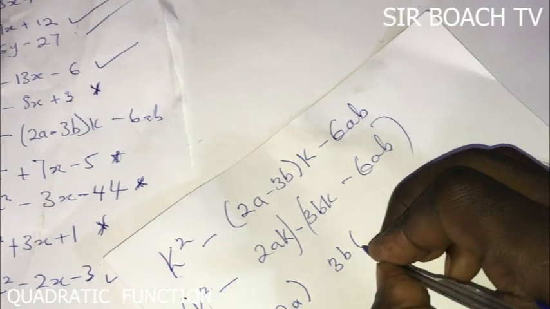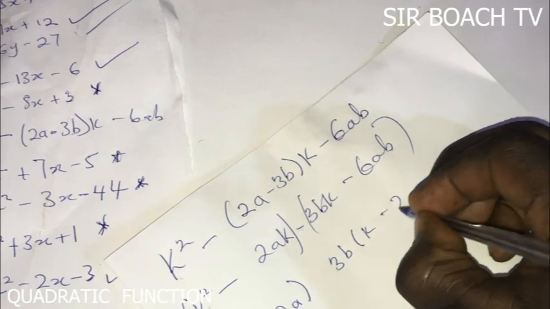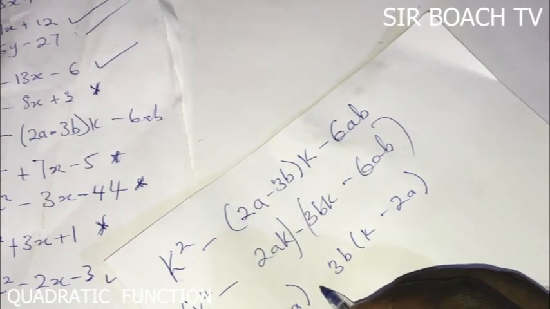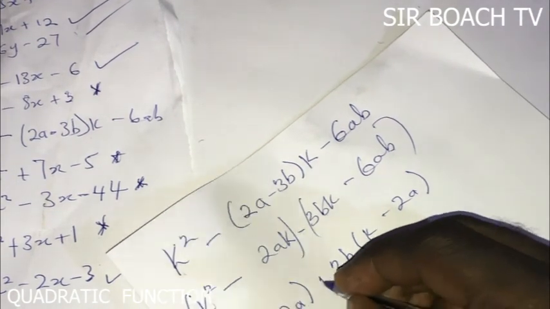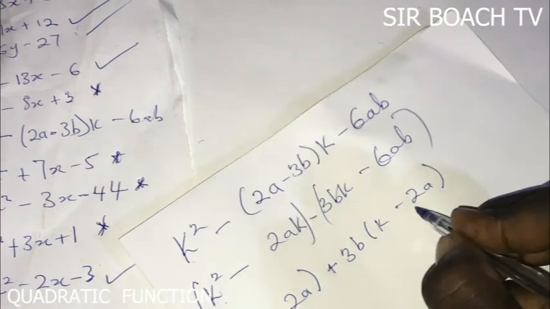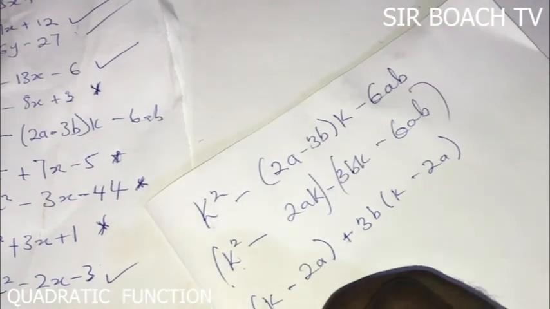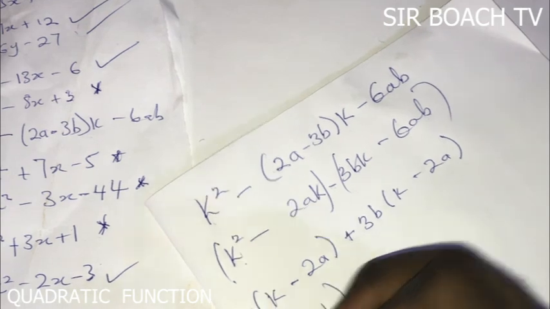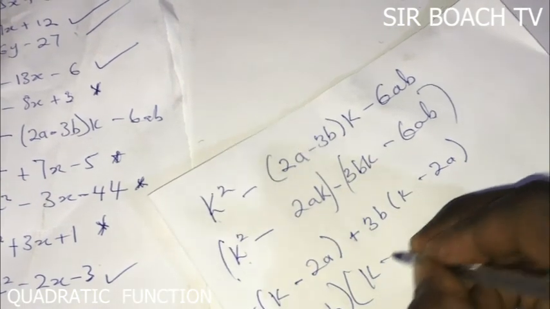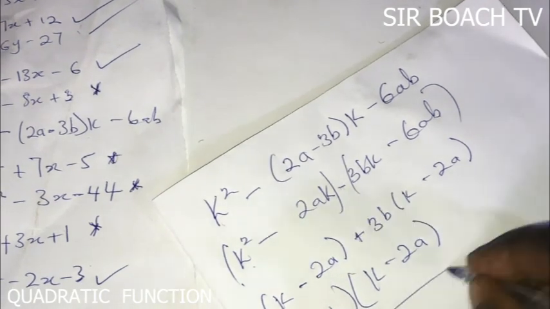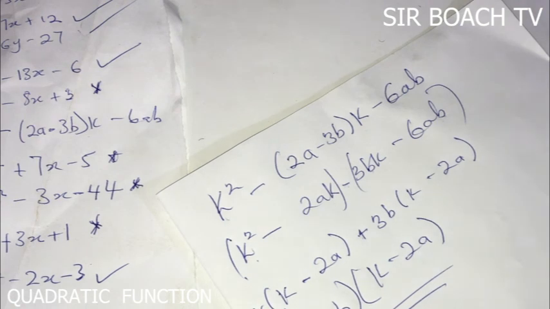Then we are left with k minus 2a. Now, the sign here, please, it will not be minus. It will be plus, so that when you multiply, we are getting back to minus. So our final answer will be k plus 3b in one bracket, and also k minus 2a in another bracket. So this is what we have for that question. That's the final answer.